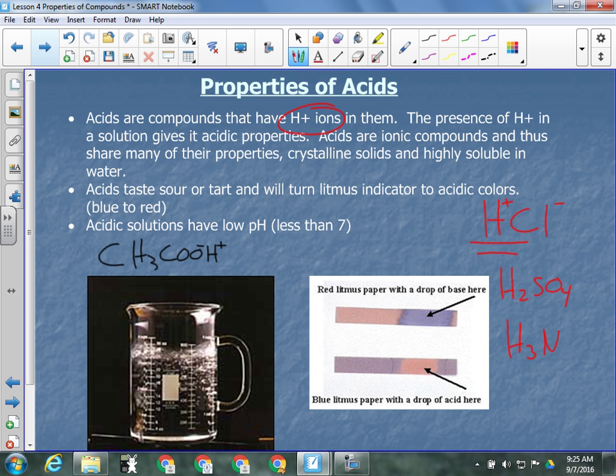So acids are ionic compounds most of the time, and thus they share many of their properties. They're crystalline solids at room temperature, they're highly soluble in water, and they are excellent conductors. Most of the time, when you have a strong acid, you will have a conductivity of 10 out of 10. They conduct extremely well because, like I said, they dissociate really, really quickly.